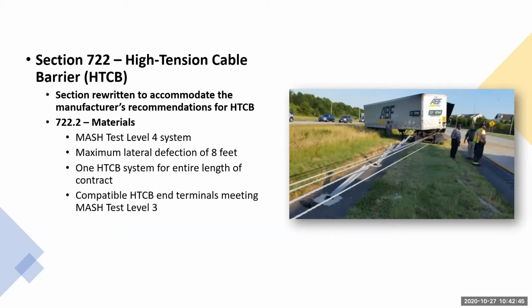of the high tension cable barrier, and each one of those manufacturers has slightly different nuances with how their systems are installed. Just to, if you're looking to spec this out on a project, it's a MASH test level 4 system. To my knowledge, right now, there's only one test level 4 system available on the market. I believe some are still in development, but right now there's only one system that's available in a MASH test level 4. We require a maximum lateral deflection of 8 feet.